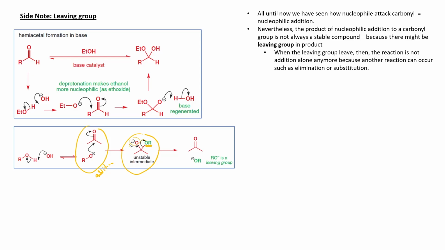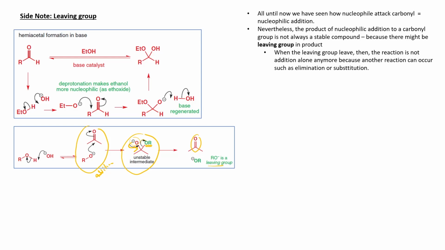When this can leave, remember, when you break the bond, another bond will be formed. So that's why this thing goes in. Okay, so you get back here. You get this thing, what we call the ketone here. You get this ketone. Okay, so this RO is a leaving group.